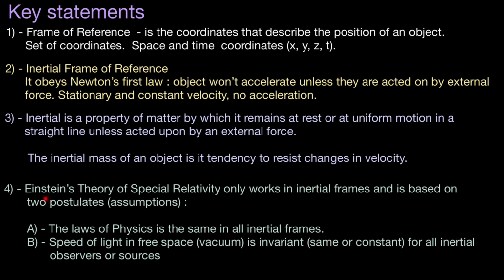Number 4. Einstein's theory of special relativity only works in inertial frames and is based on two postulates. Postulate means assumptions. A. The laws of physics are the same in all inertial frames. B. The speed of light in free space, which is vacuum, is invariant. Invariant means the same or constant for all inertial observers or sources.